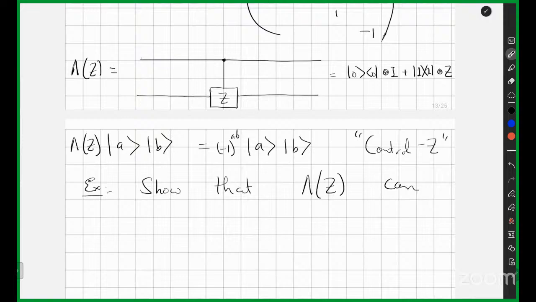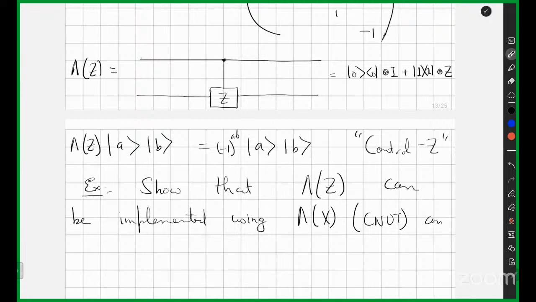can be implemented using control X, this C naught, and 2 around. This should be easy because we have already done this, like you've done it for the X and Z thing, so it should be very easy what to do. In fact, in the circuit model, it should be immediately clear what to do in the circuit diagram.